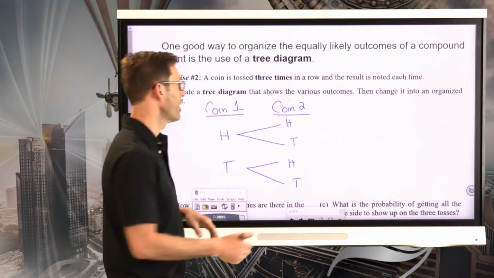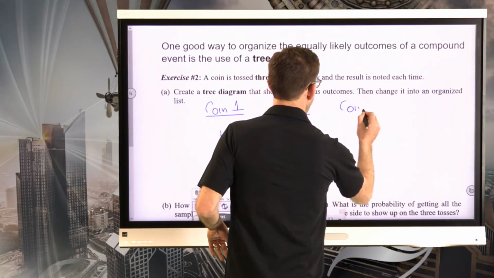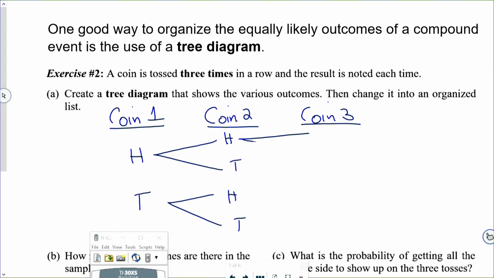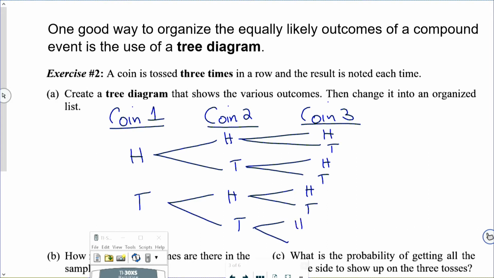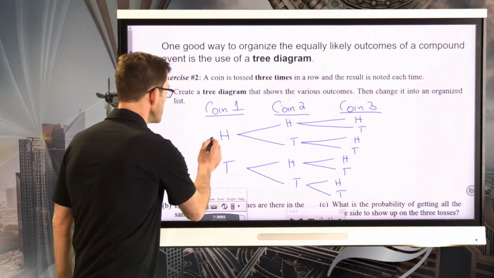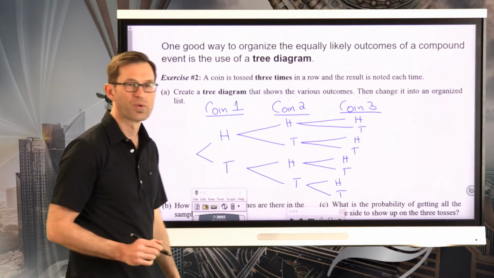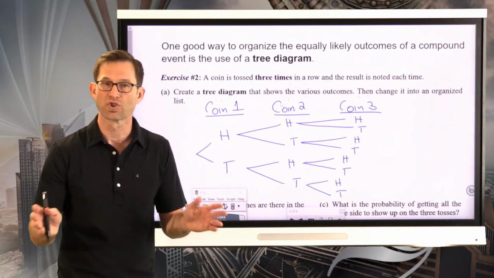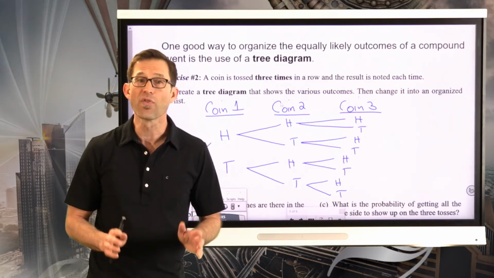But we've got 3 coins. So for coin 3, well, if we had this one, we could still have a head and a tail. This one, we could have a head and a tail. This one, a head and a tail. And this one, a head and a tail. Sometimes teachers will then connect these, but there's really no reason to. The reason that we might connect them is to make it look more like the branches of a tree. And again, you can really trace the things that are happening.